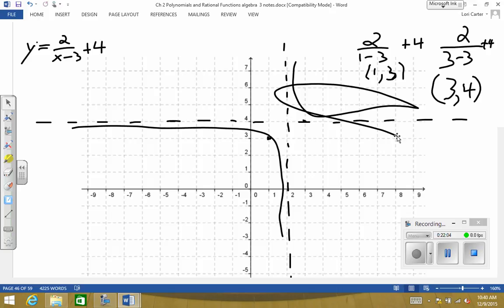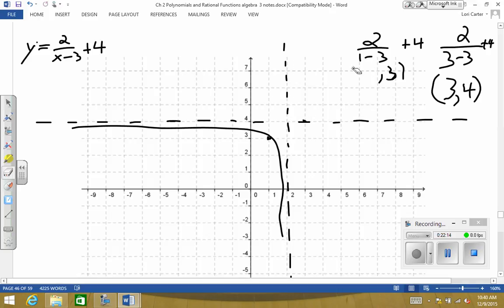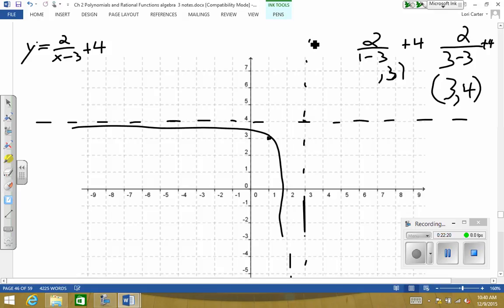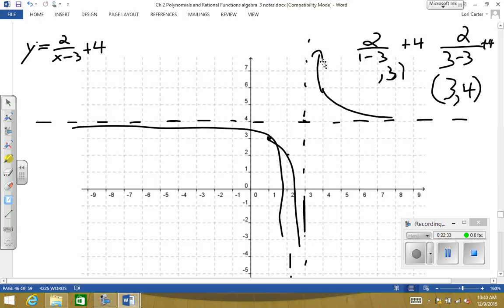Alright, does everyone understand? So what was your true asymptote? 3. The true asymptote was not 2, but 3. So you go to 3, and when you plugged in 2, what did you get? 2, right? So that guy went through there. When you plugged in 4, 6. Done.